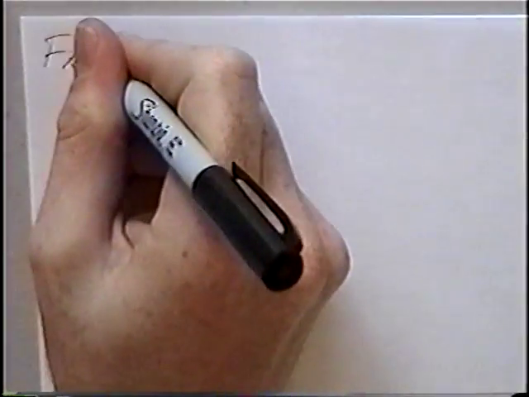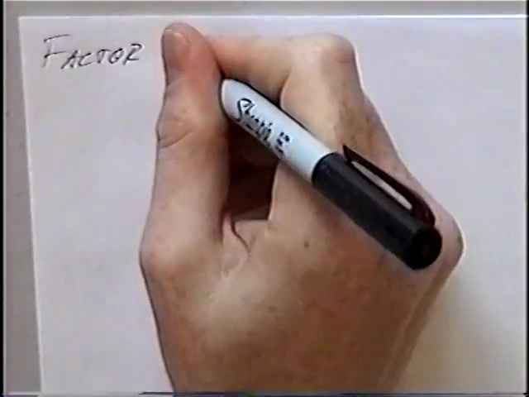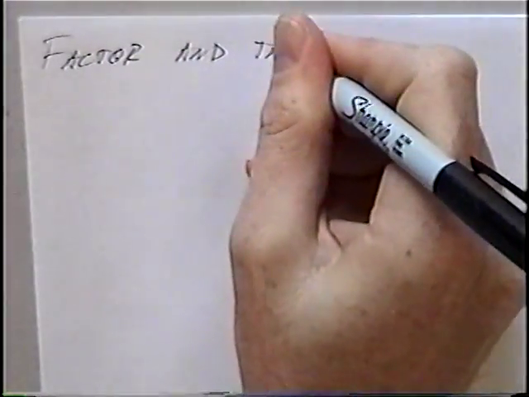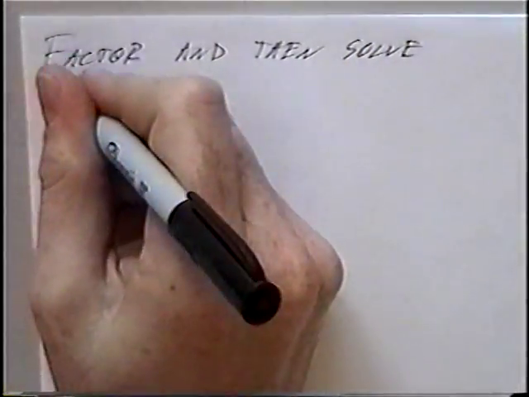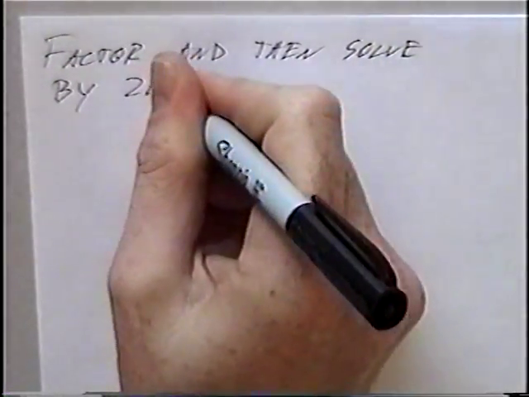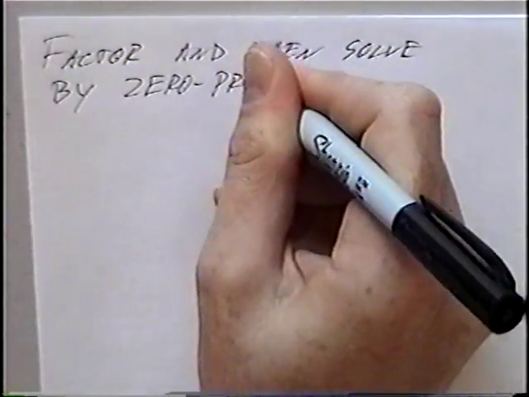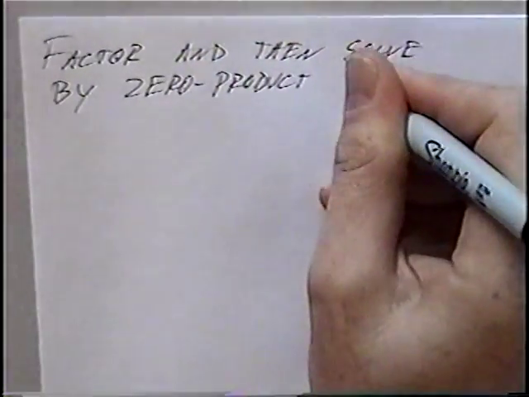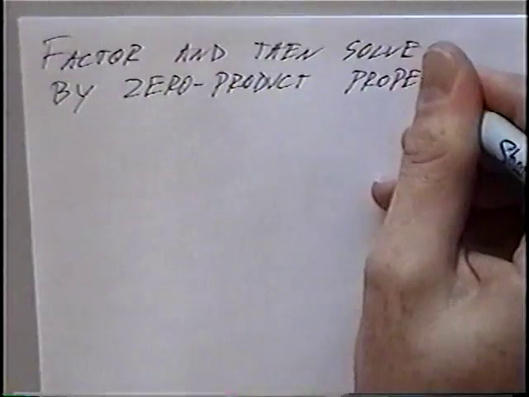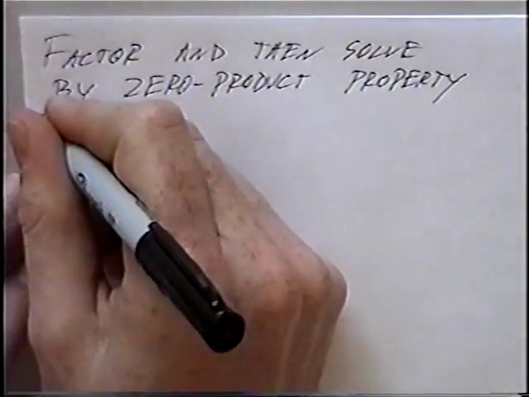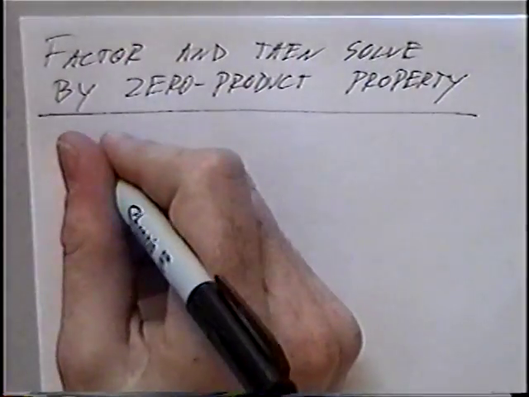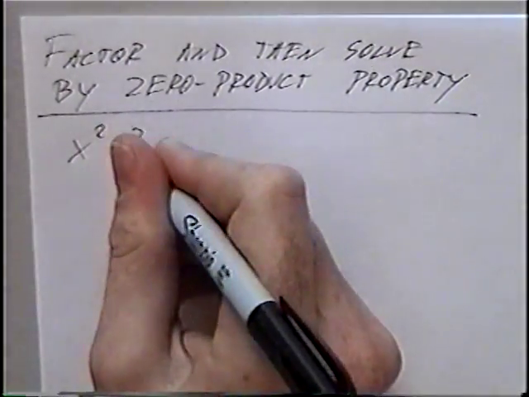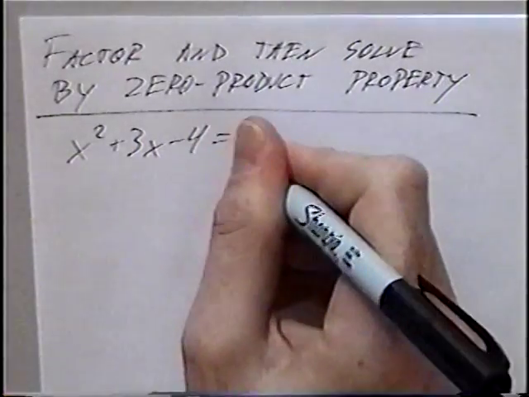Title last section today is Factor, and then solve by zero product property. First question for the section, x squared plus 3x minus 4 equals 0.